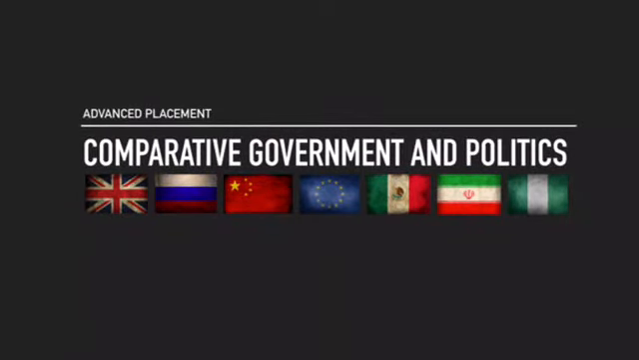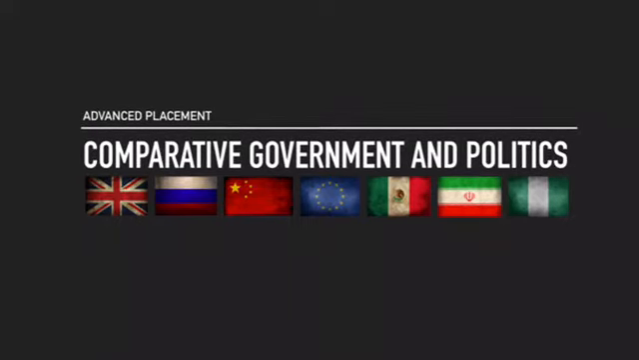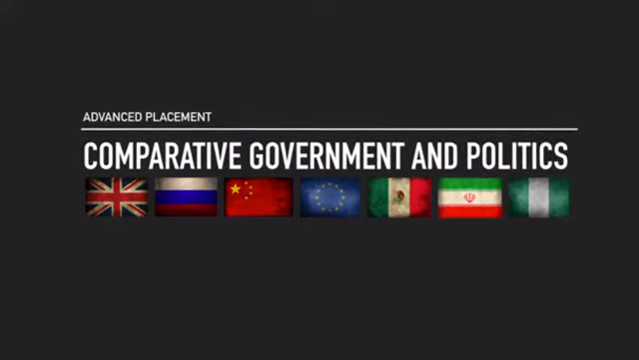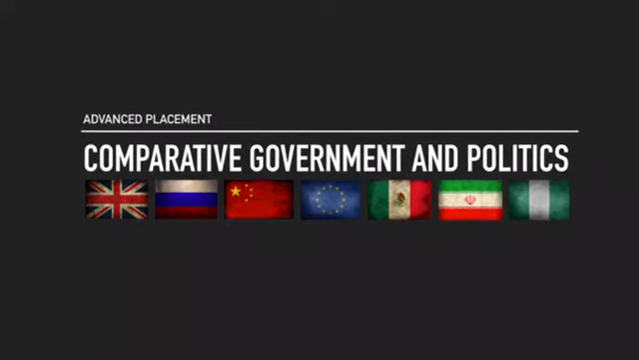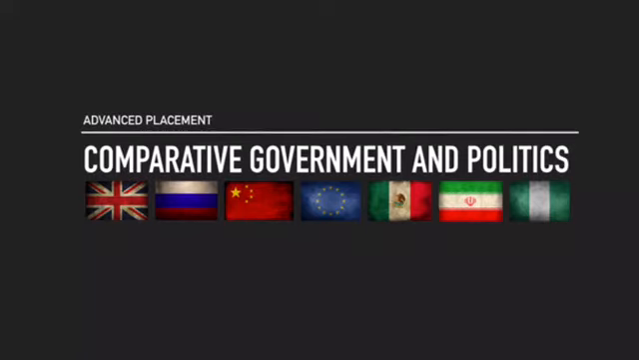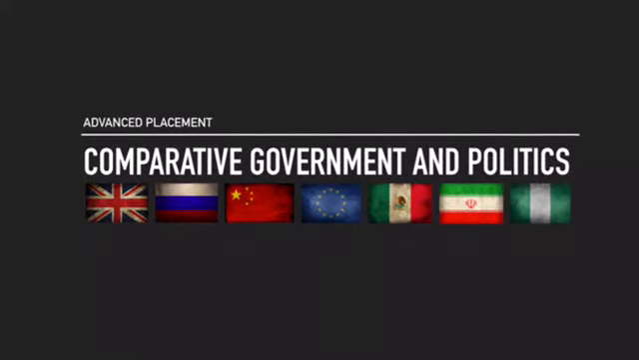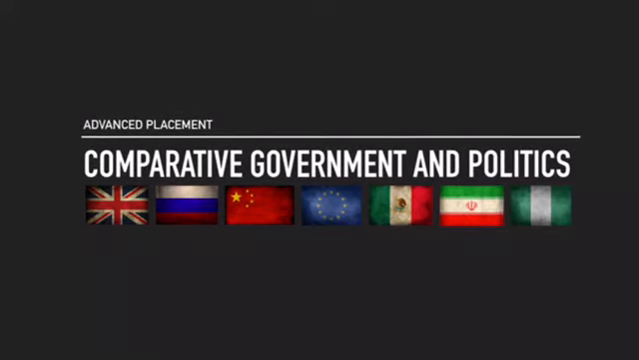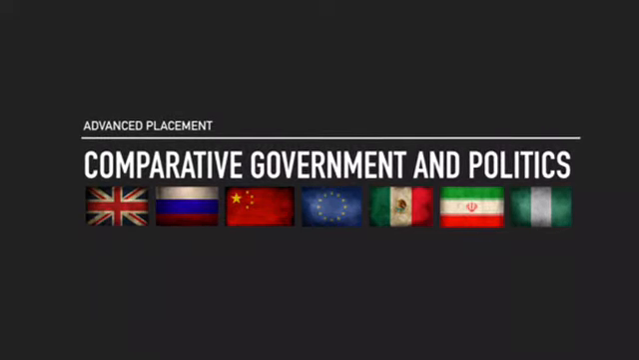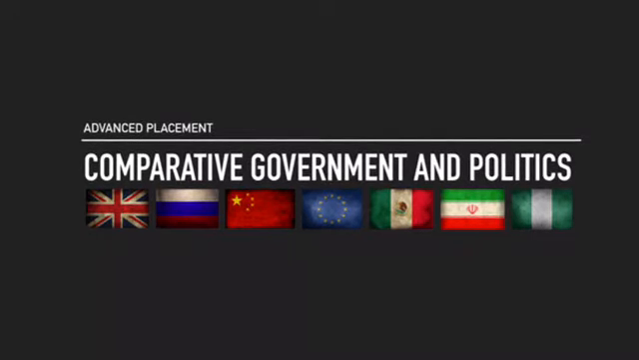Communist and post-communist countries. These countries have sought to create a system that limits individual freedoms in order to divide wealth more equally. Communism flourished during the 20th century, but lost ground to democratic regimes by the beginning of the 21st century. Russia, as a post-communist country, and China, currently a communist country, represent this group in our study of comparative government and politics.